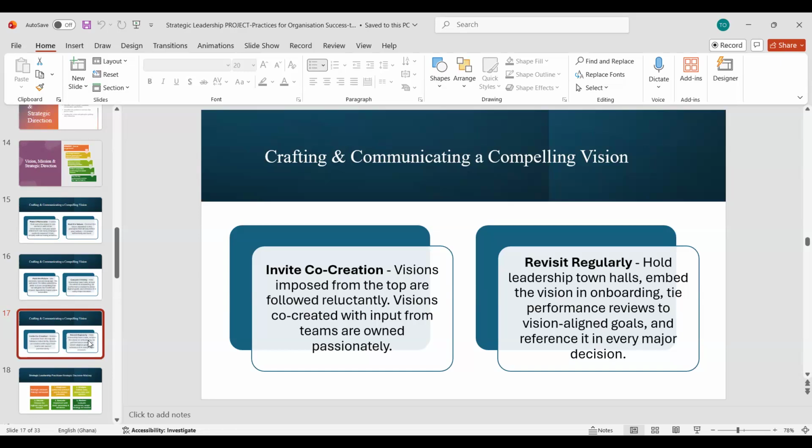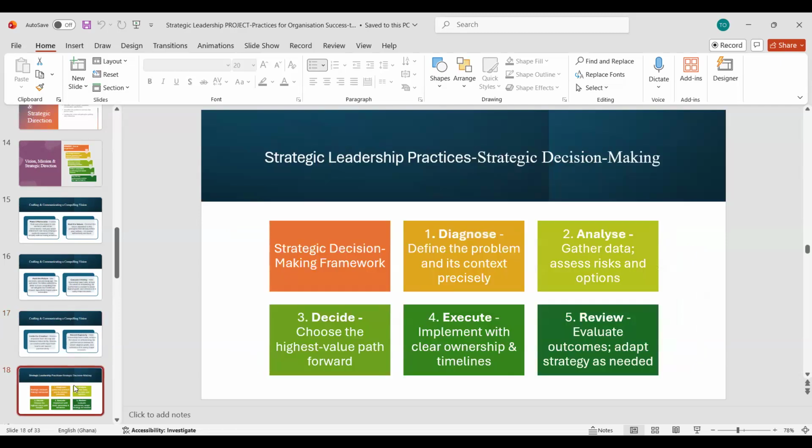One other strategic leadership practice. So now we are looking at the practices. So we've identified the need to come up with your vision, mission, and strategic direction. Now, one other practice of strategic leadership is making choices. Now, you can't make a choice if you do not have options. So you only start thinking about making a choice when there's an issue.